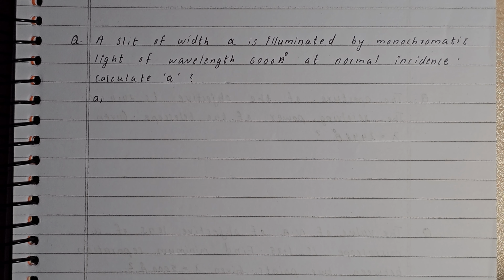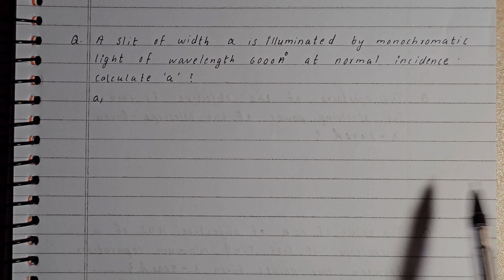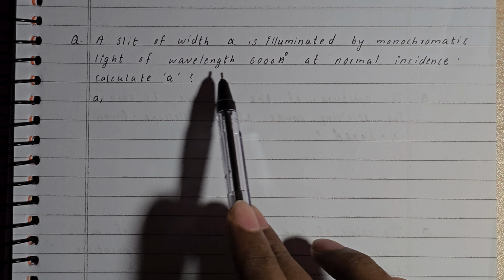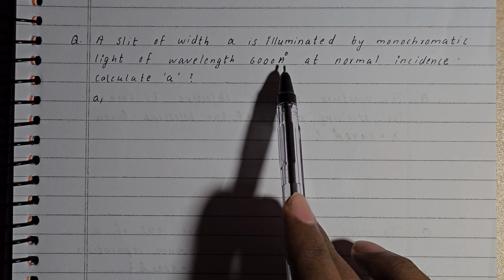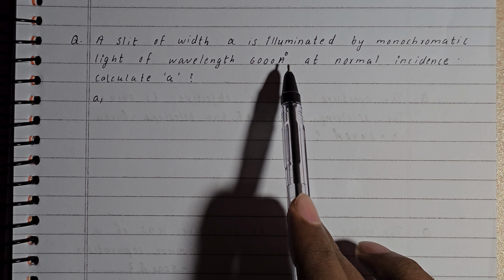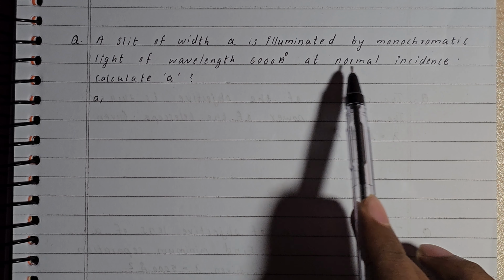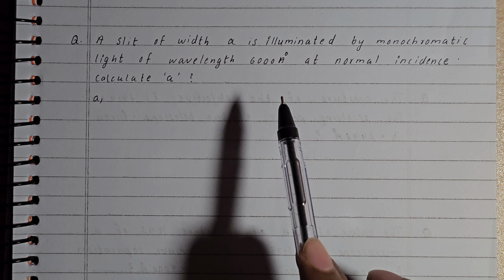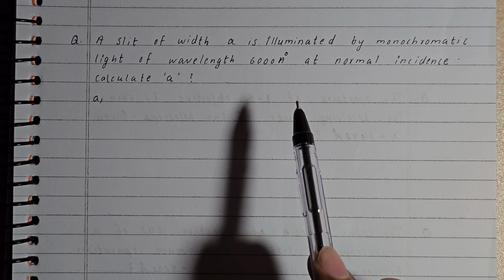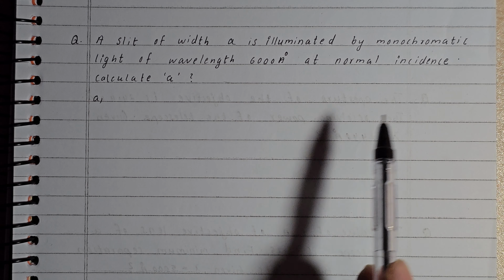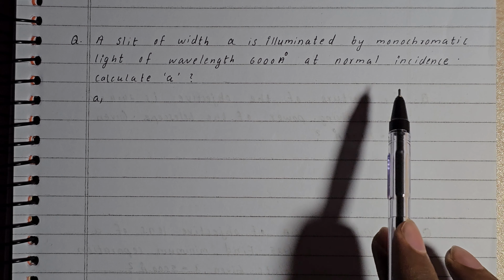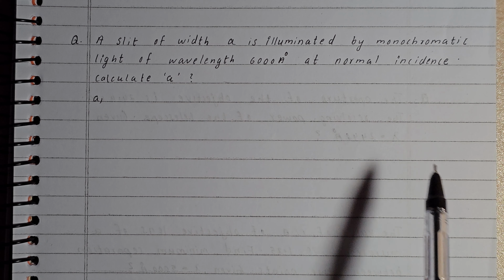Problem: a slit of width a is illuminated by a monochromatic light of wavelength 6000 angstrom, where 1 angstrom is equal to 10 to the power minus 10 meter, at normal incidence. Calculate a. So here we have to find out the slit width. Wavelength is given. Light is monochromatic.